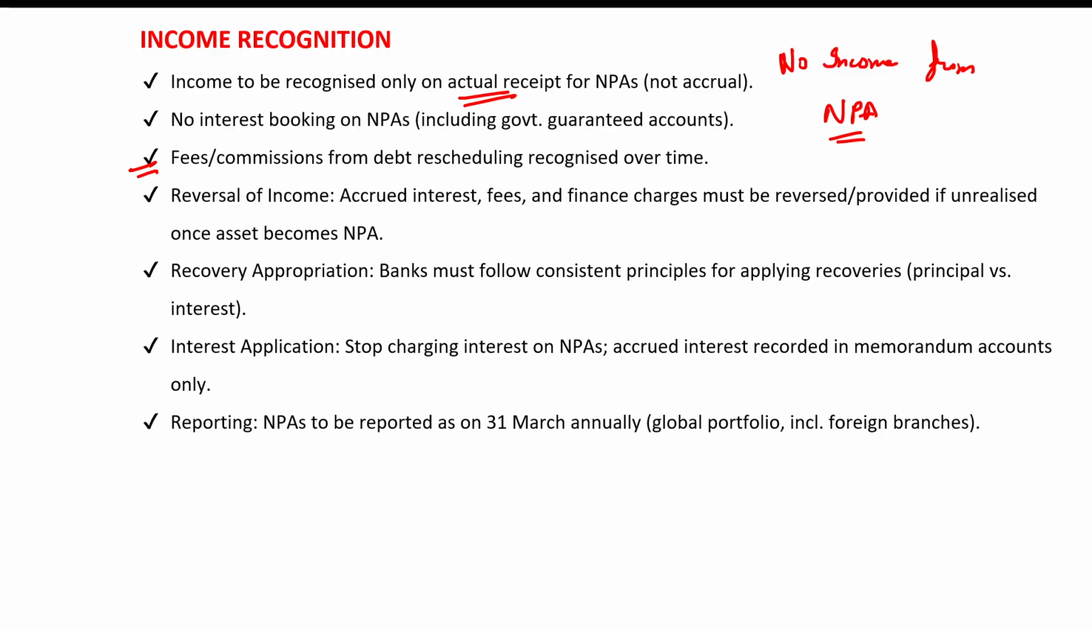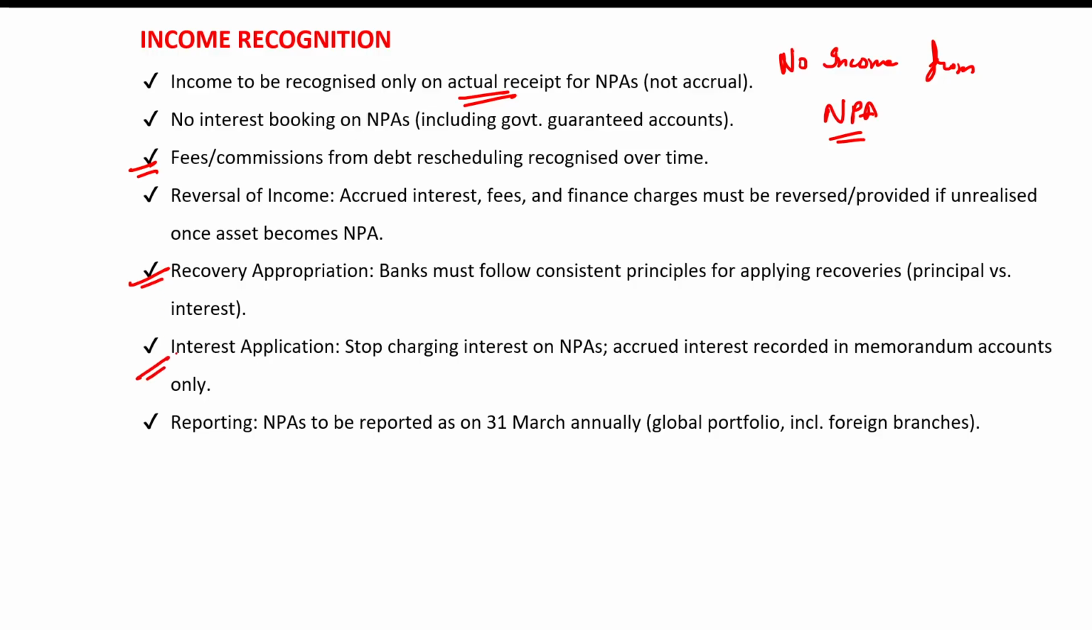This ensures that the bank's profits are not inflated, and this applies to interest on loans, fees and commissions accrued, and financial charges on the leased assets. Recovery appropriation. When a borrower makes a payment towards a non-performing asset, the bank must decide whether to adjust it against interest due or principal due. If there is no clear agreement with the borrower, the bank must follow a uniform policy across all accounts. Importantly, the bank cannot show interest as income if it is repaid using a fresh loan from the bank itself.